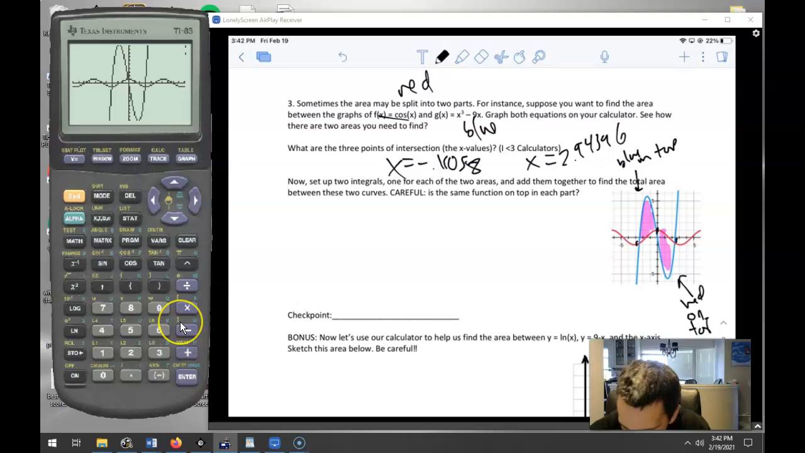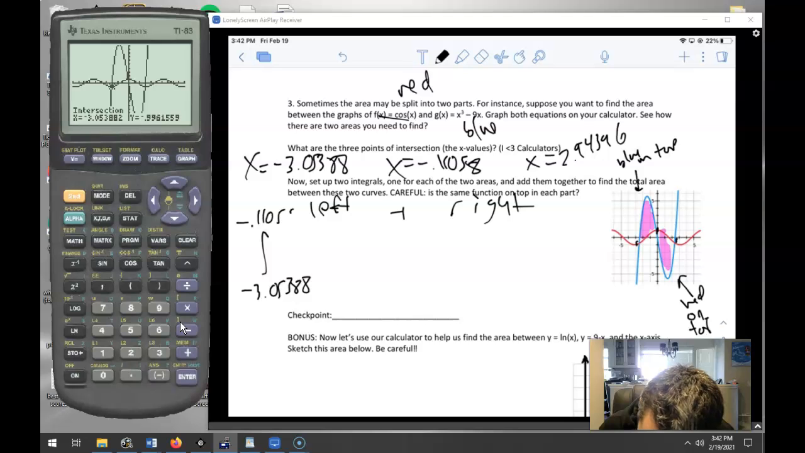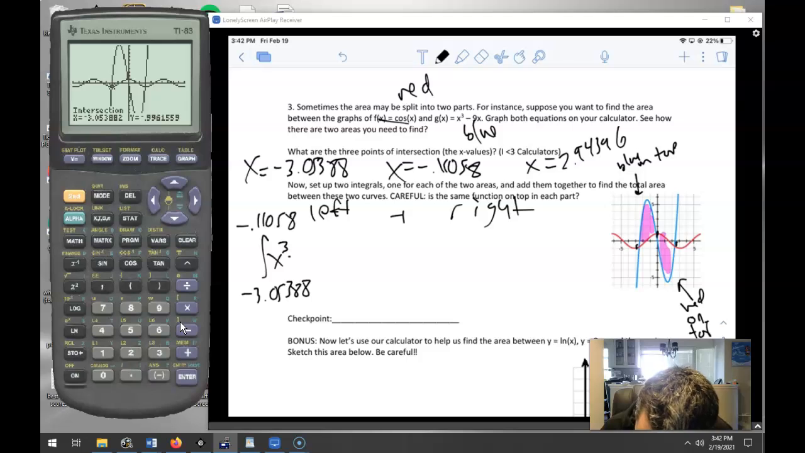Okay, now I'm not going to do the integrals on the calculator here, but I do want to show you the setup because I need to actually have two different integrals for the left area and the right area. So I need the left area plus the right area. So that's going to give me the area between both of those curves. For the left area, again, we see the blue curve on top. So my left area, which goes from negative 3.05388 up to negative 0.11058, I see the blue curve on top. So I have x cubed minus 9x minus cosine of x.